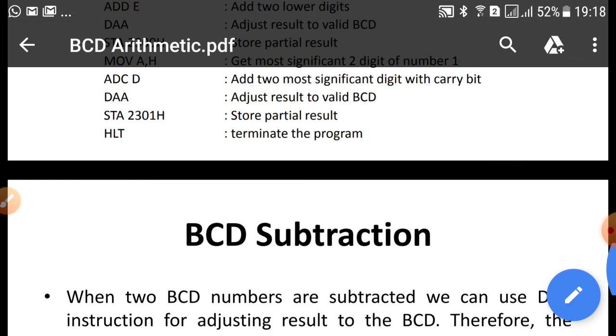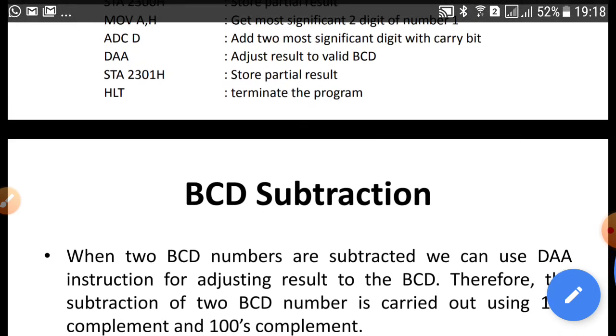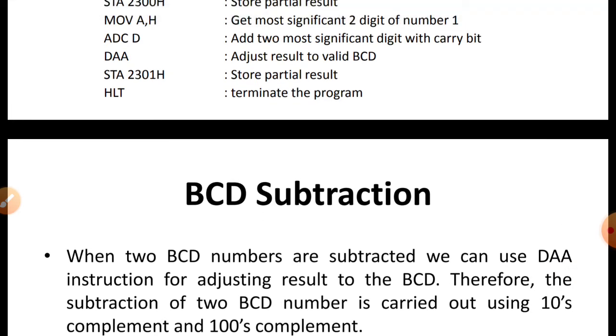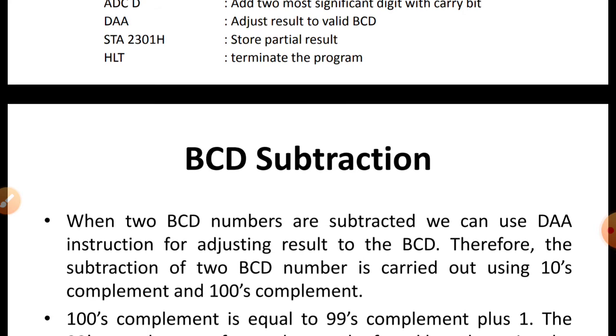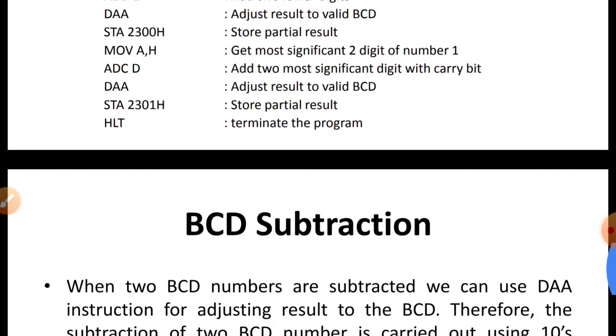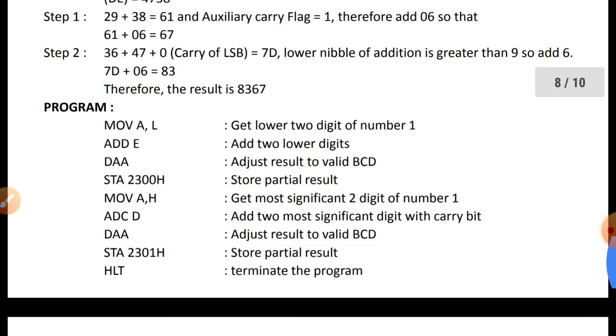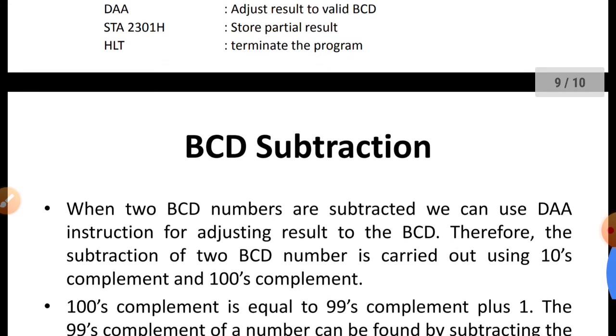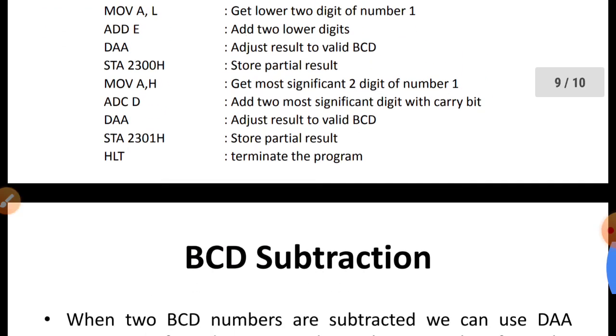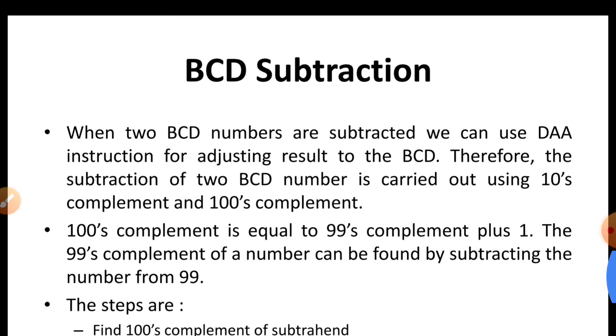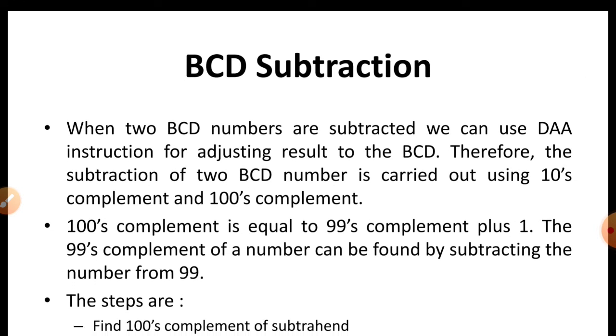We will copy the content of the accumulator to a certain memory location, that is 2301. So by this we are coming to the end of the program. The programs are very simple, just give it some time to understand. Now BCD subtraction. There is a different way of doing the subtraction than the way we do BCD addition.